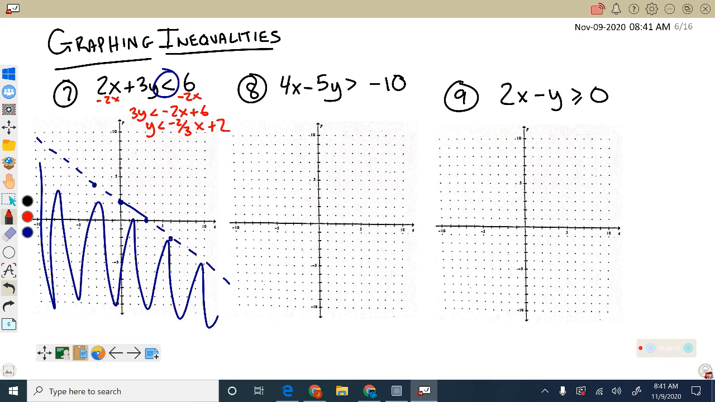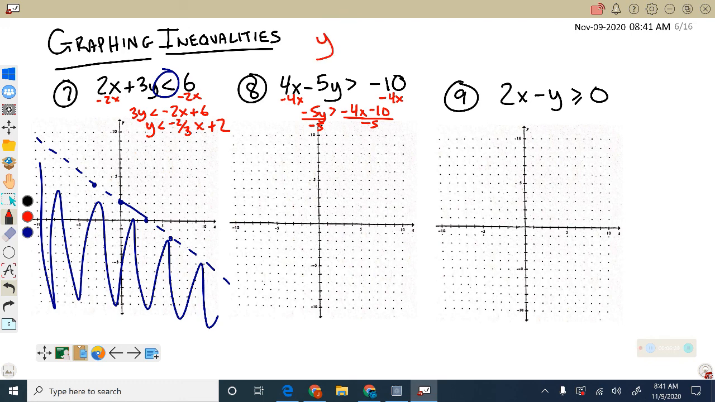Looking at number 8, and I might even say, hey, maybe take a pause and see if you think you know how to solve these equations. Please, I encourage you to do that at any time with these videos. But when you solve this one, subtract 4x again from both sides. Negative 5y then is bigger than negative 4x minus 10. Divide both sides by negative 5. Divide everything by negative 5, and I'll run out of room.